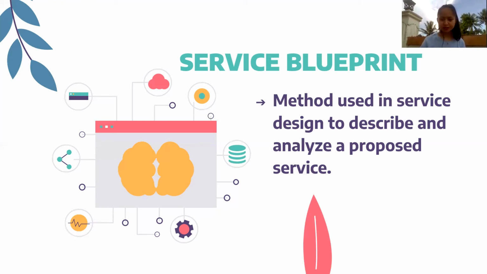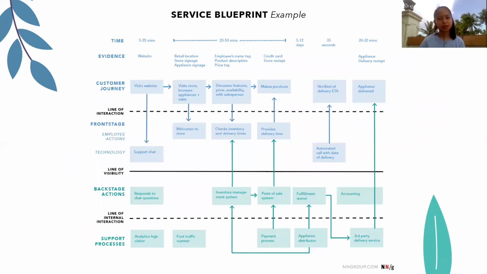So here is our example service blueprint, which has the key elements that every service has. So we have the time, the evidence, the customer journey, the line of interaction, the front stage, the line of visibility, the backstage action, the line of internal interaction, and the support process. So in the customer action, it is the steps, choices, activities, and interactions that the customer performs.